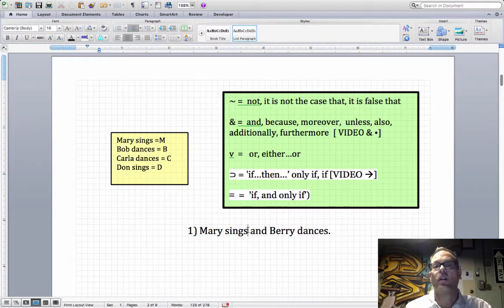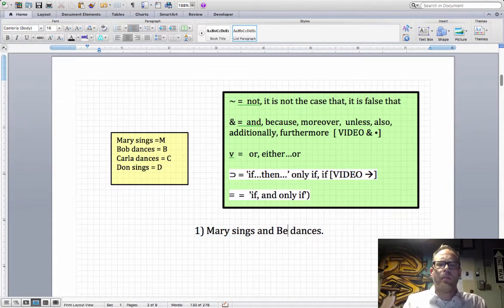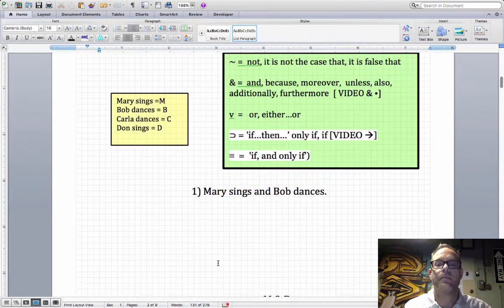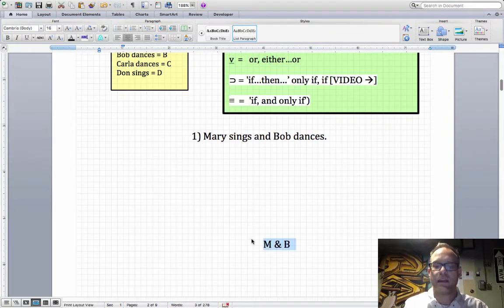All right, so let's work on our translations. Here we go. Mary sings and Bob dances. The first thing you want to try to find is your operator. We have the word and, so that's going to go with the ampersand or the dot. Then I'm going to translate Mary sings into a propositional letter, so M. And Bob dances is, oops, I'm sorry, it shouldn't be Barry, it should be Bob. Okay, there we go. Mary sings and Bob dances. We would translate that as M ampersand B. Ta-da! There it is, M and B.